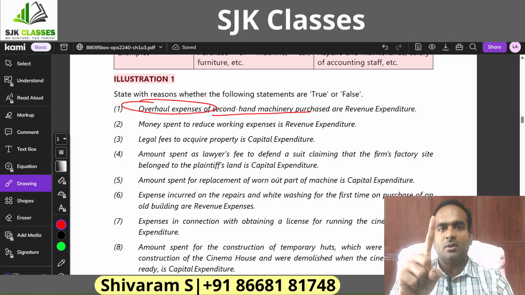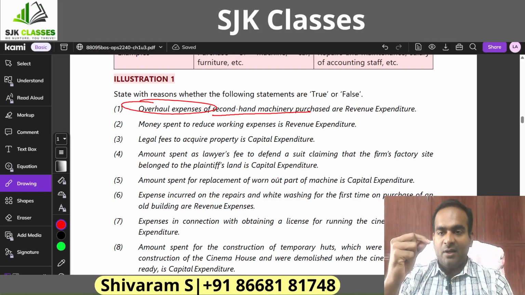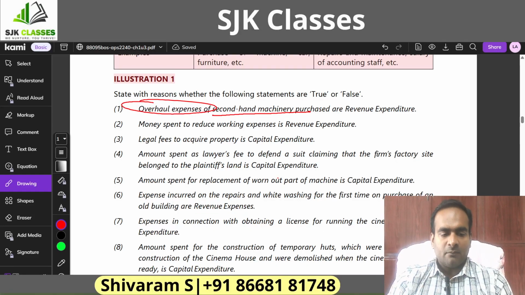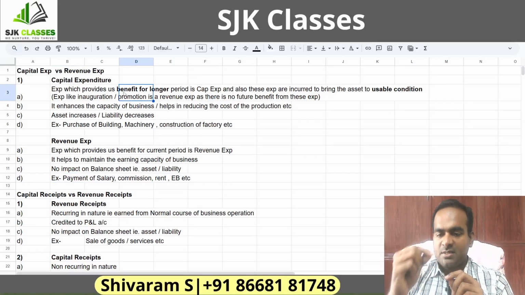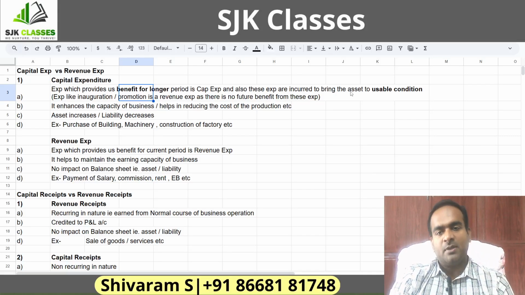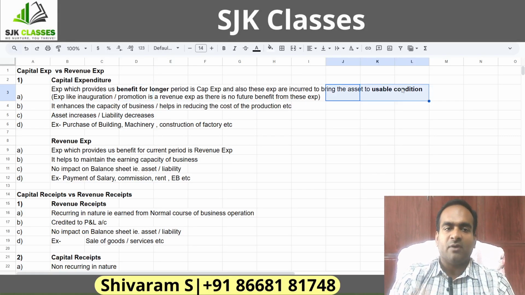What are those? First one is whether the capacity of the asset will enhance or not. Look at this, the point we have discussed now. For capital expenditure, the benefits, what are the two key points? Benefit should be there for longer period. You must get some long-term benefit, and or it should help us to bring the asset to usable condition. If either of these two conditions are fulfilled, we'll be classifying it as a capital expenditure.